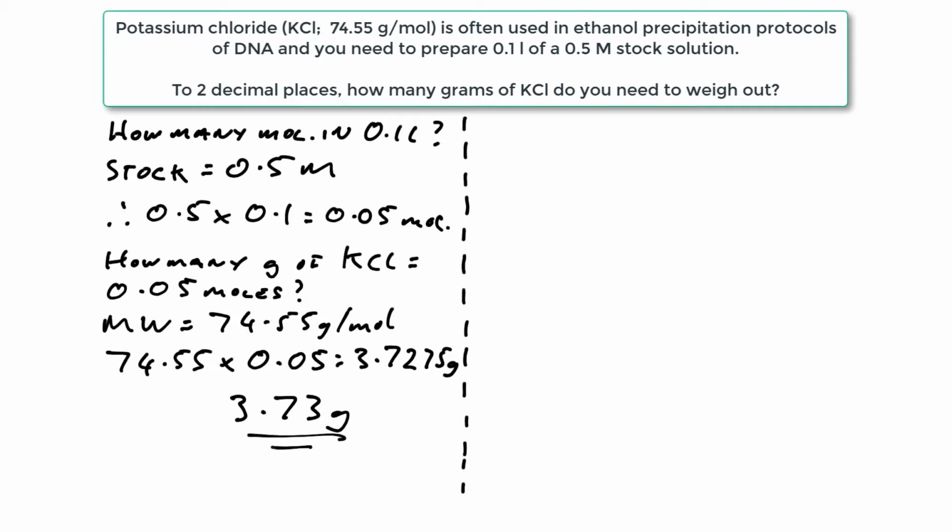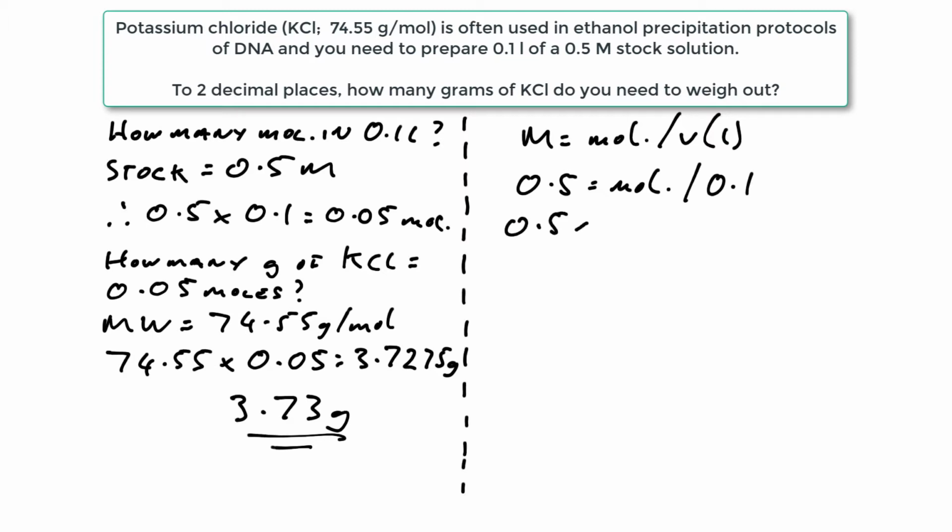Now using an equation type approach, we know that molarity is equal to the number of moles present divided by the volume in litres. We know that the molarity of the stock is 0.5 molar. We need to calculate the moles, and we know the volume is 0.1 litres. Therefore, if we rearrange the equation and solve for moles, we get 0.5 multiplied by 0.1, which is equal to 0.05 moles.